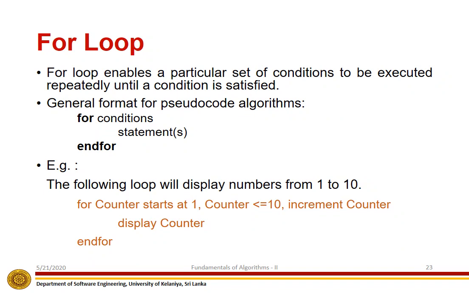Here also the minimum iteration is 0, because it checks the condition, and only if it is true are the statements executed; otherwise the loop is skipped by the algorithm. Now we will trace and see how it works.